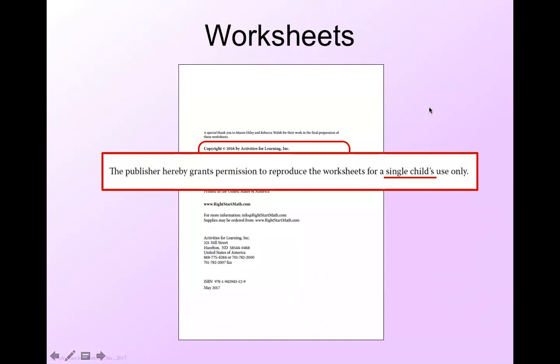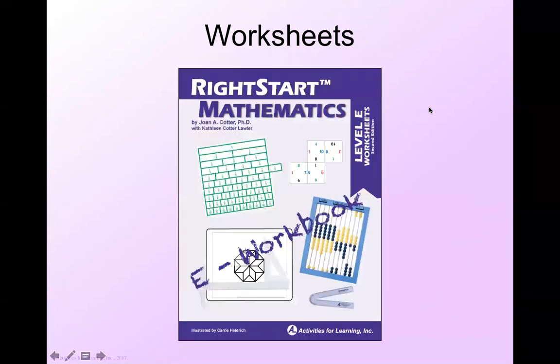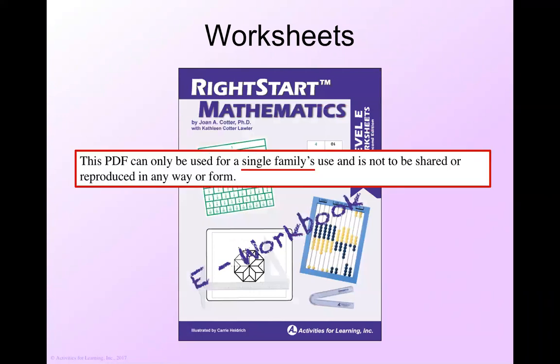One thing that some people do is get the e-workbook. And so if you have multiple children, this can be a really good option. You have it on your computer, and you can print off as a PDF file as much as you need. And so it can be shared for your whole household.